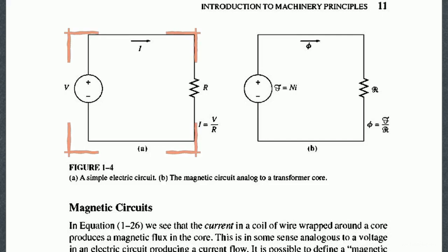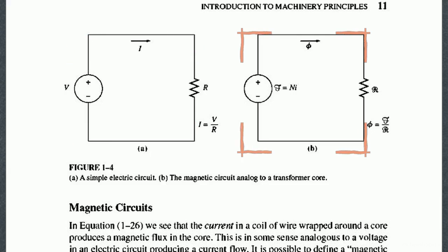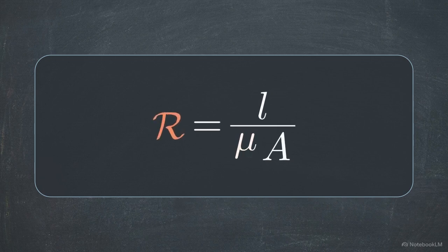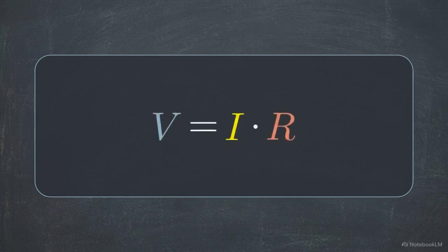Figure 1-4a is a standard electrical circuit, and Figure 1-4b is its direct magnetic analog. Just as voltage drives current through electrical resistance, a magnetomotive force, or MMF, drives magnetic flux through a core's reluctance. We can take the standard electrical resistance equation and translate it directly into reluctance: path length divided by permeability times area. And Ohm's law for voltage morphs perfectly into magnetic Ohm's law. MMF equals flux times reluctance.